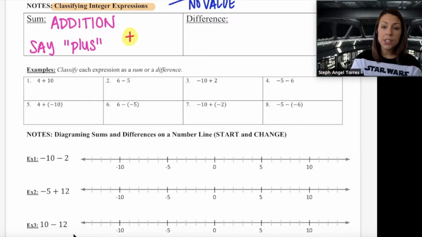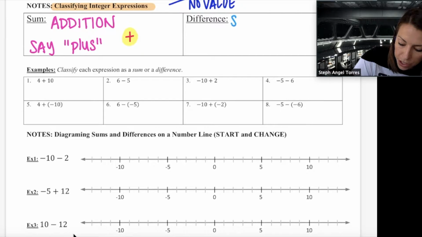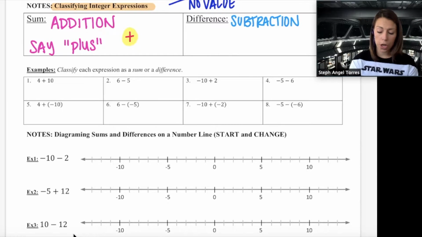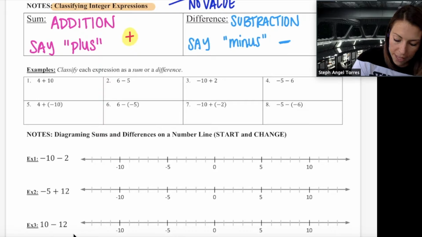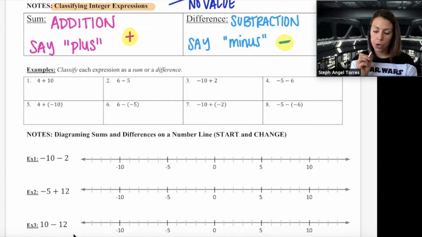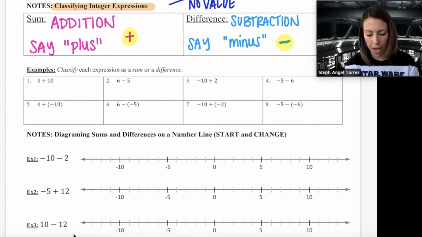In a difference, you are reading an expression that contains subtraction. Or in other words, you are saying the word minus, and you're looking for that symbol right there. Now, the hard part with a difference is that that symbol that I drew is used also to represent negative. So we have to be a little bit careful with that.